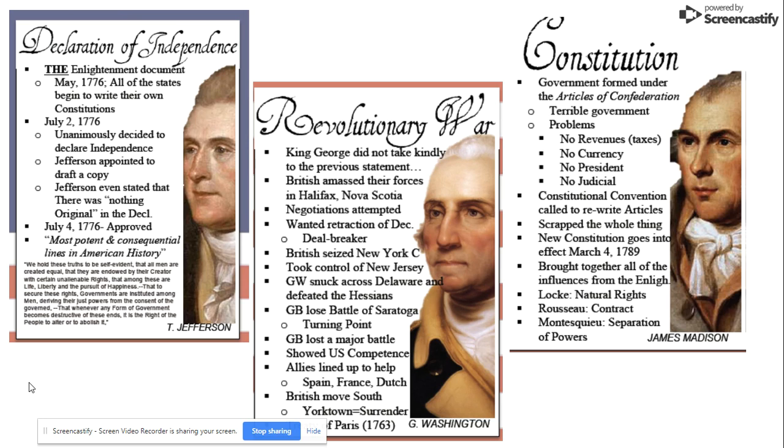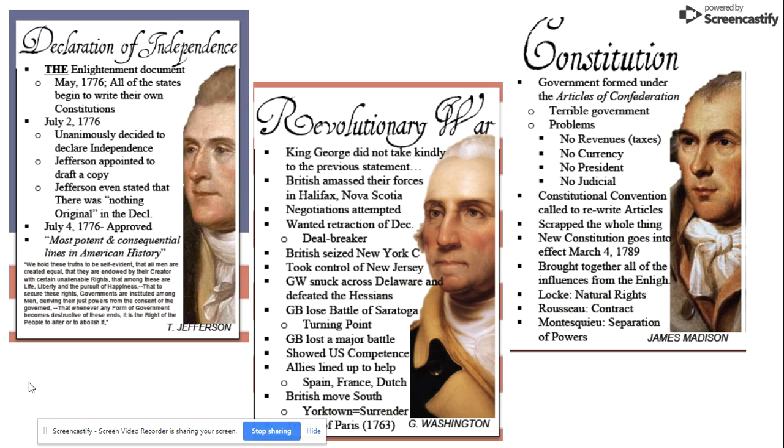Then we move on to the war itself. Not going to spend a whole lot of time on the actual war, but King George didn't like that. Sends in a whole bunch of troops. And so from start of protesting to Constitution and the end of the war, we're looking at the American Revolution lasting from 1765 to 1783.